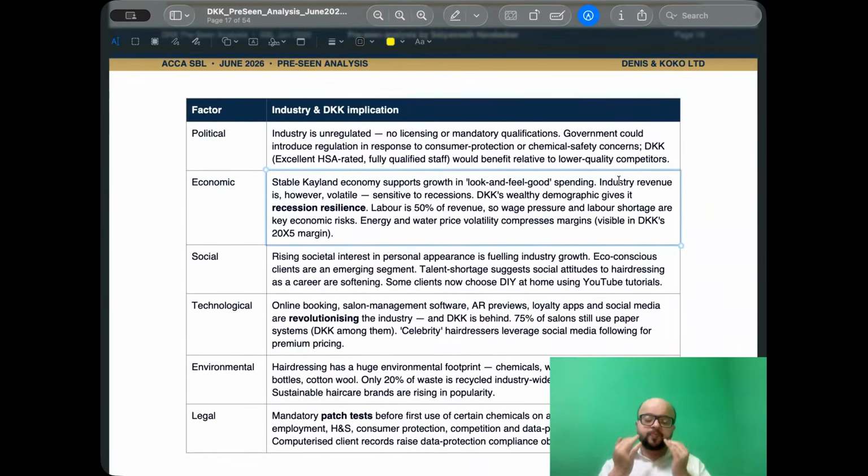they are not going to be affected by recession. Okay. Then labor is 50% of revenue, so wage pressure and labor shortage are key economic risks. Energy and water price volatility will compress margin. It is visible in the 2025 number.